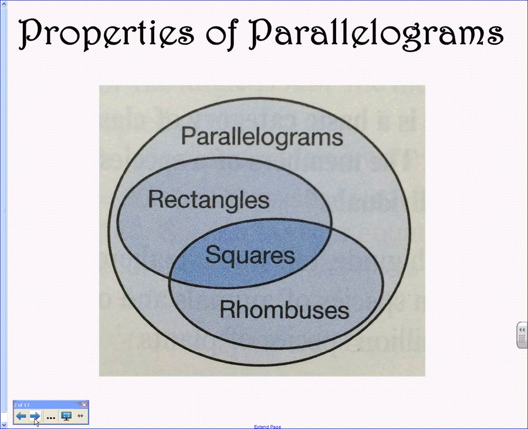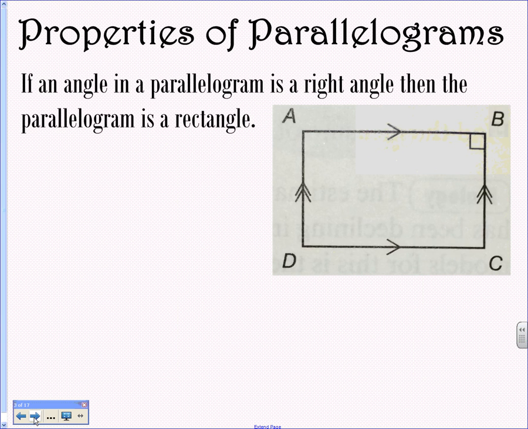Okay? Are all squares rectangles? Yes. Are all rectangles squares? Okay. Are all squares rhombuses? But are all rhombuses squares? Okay, so you got to keep that in mind whenever you're looking at parallelograms.